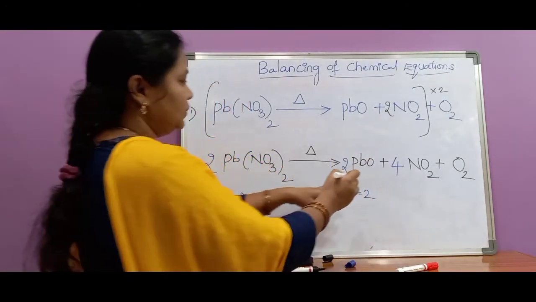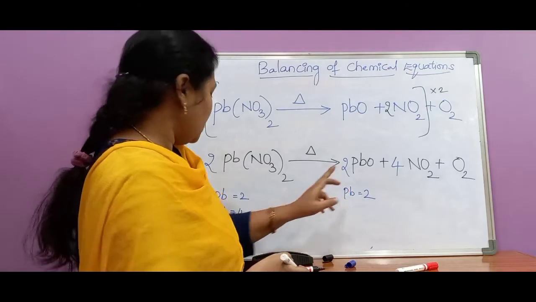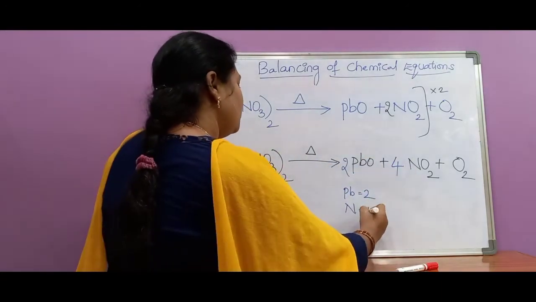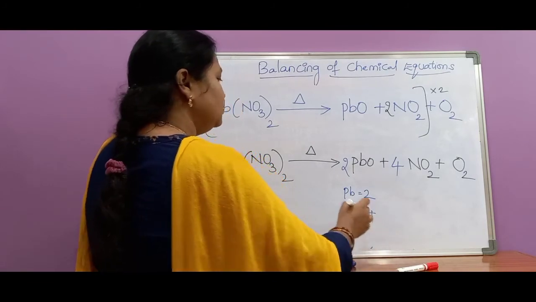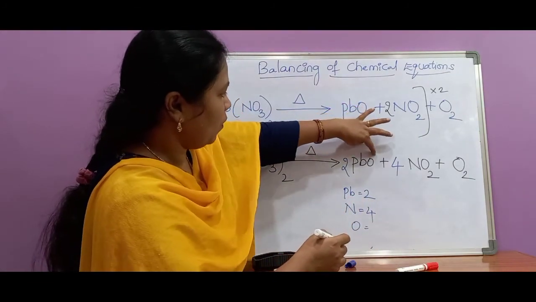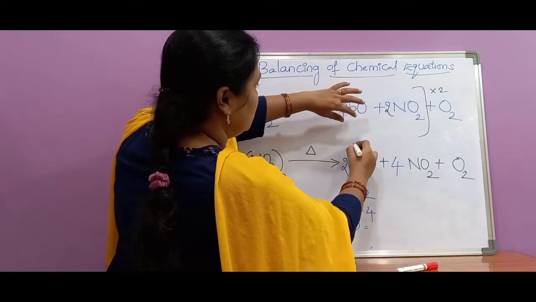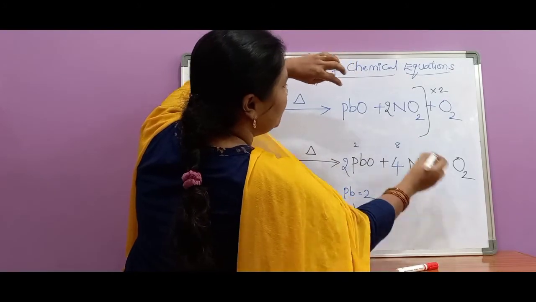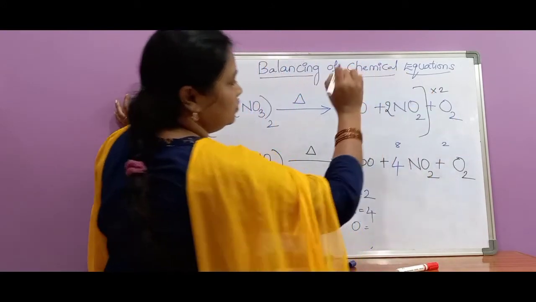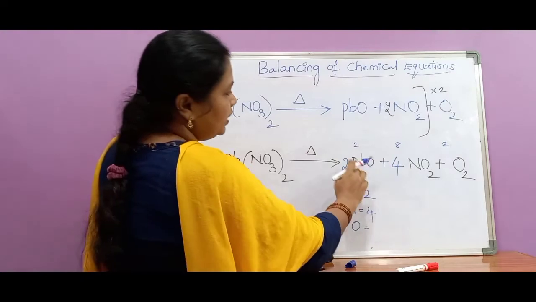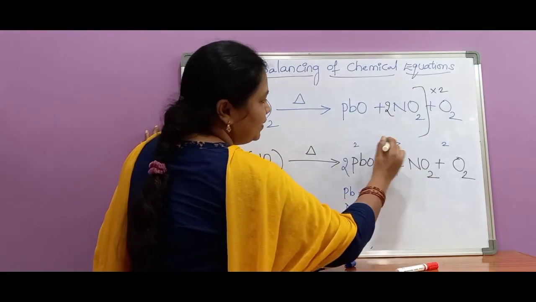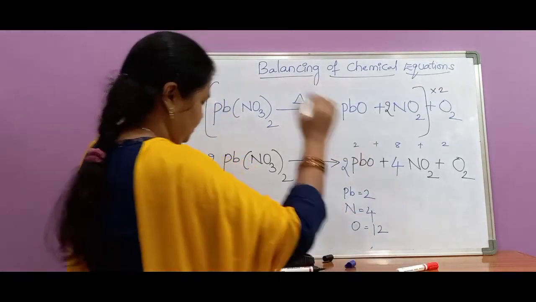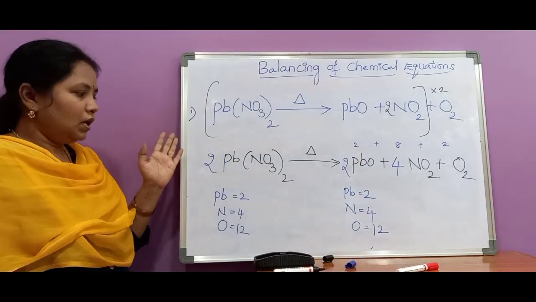Now this side, lead, 2 lead atoms are there, as I wrote here. And nitrogen, how many nitrogens are there? 4N, 4 nitrogens are there. And oxygen, you see. In this formula, 2 PbO means 2 oxygens. Here 2 oxygens plus here 4 into 2, 8 oxygens plus here O2 means 2 oxygens. No coefficient is there, so 1. 2 plus 8 plus 2, total how many? 12 oxygens. Now it is balanced.